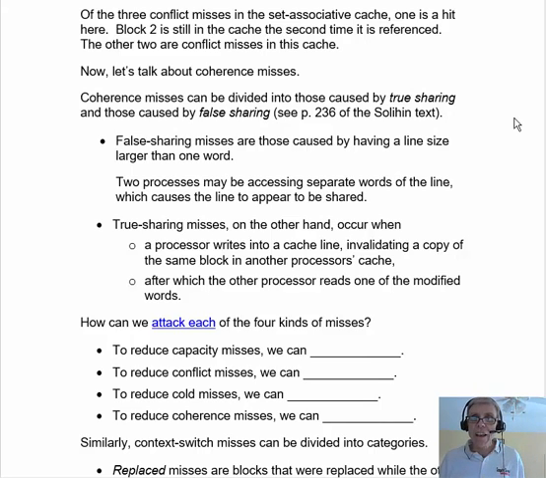True sharing misses, on the other hand, occur when a processor writes into a cache line, invalidating a copy of the same block in another processor's cache, after which the other processor reads one of the modified words. So here, the one cache or the one processor is actually modifying a word that was in use by the other process. So to summarize what we've learned, what I'd like you to do is tell me how we can attack each of these 4 kinds of misses.